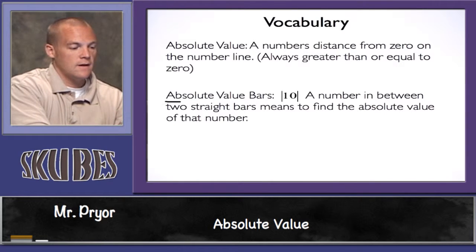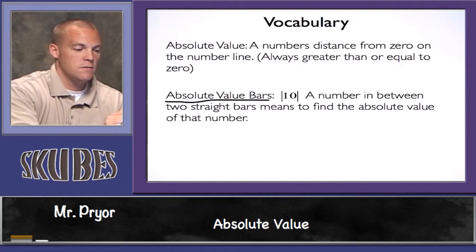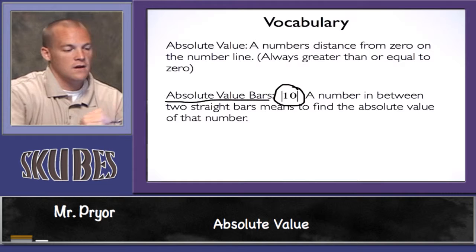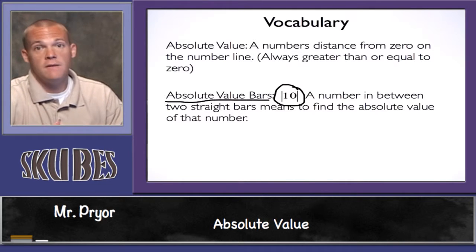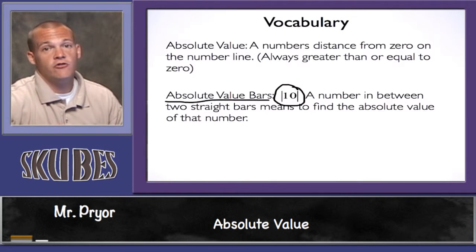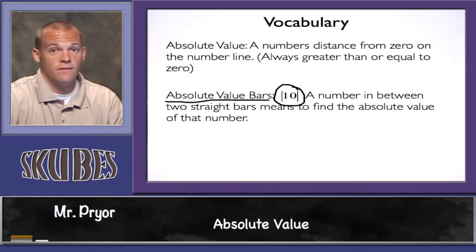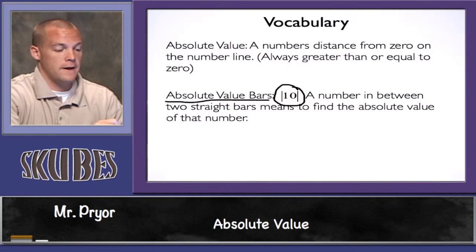Down here you'll notice at the bottom where I talk about the absolute value bars. The absolute value bars are two bars that will basically envelop a number, or will just basically close in a number, and what that tells you is to find the absolute value of that number. So we're going to look at a couple of examples of that, and I'll show you that this really isn't too bad.